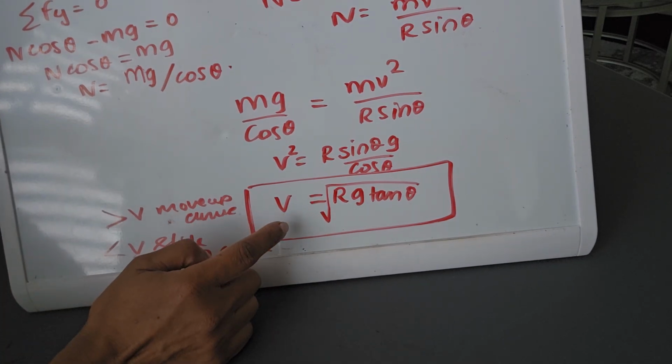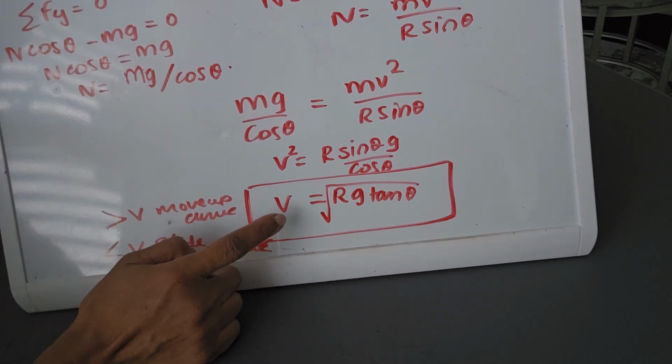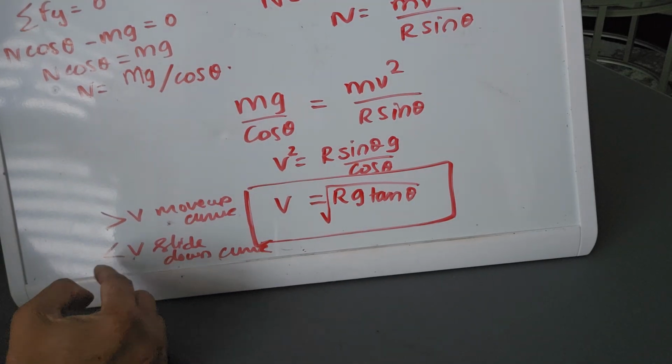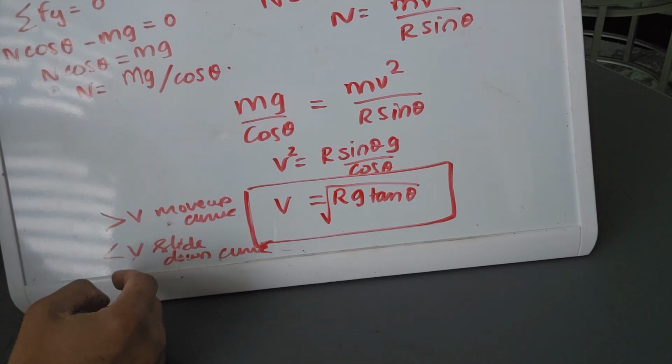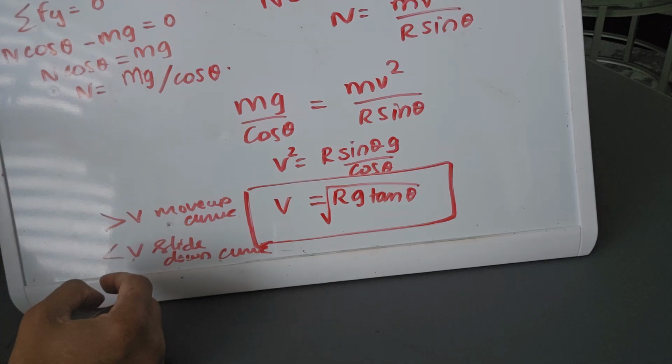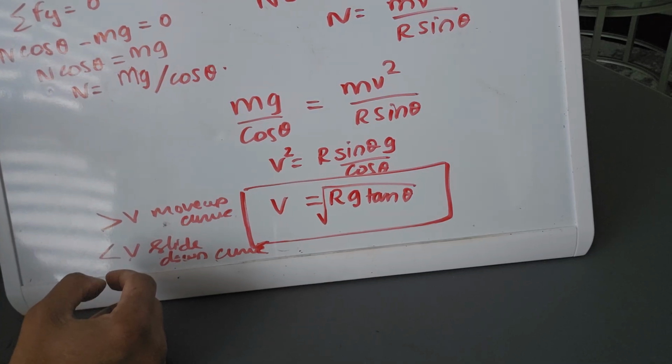If the car has a velocity greater than v, then it's going to move up the curve, or slide down when it's less than v. The second case that we will be talking about would be with friction. That can give us other possible options to have different velocities and keep the car in the curve.